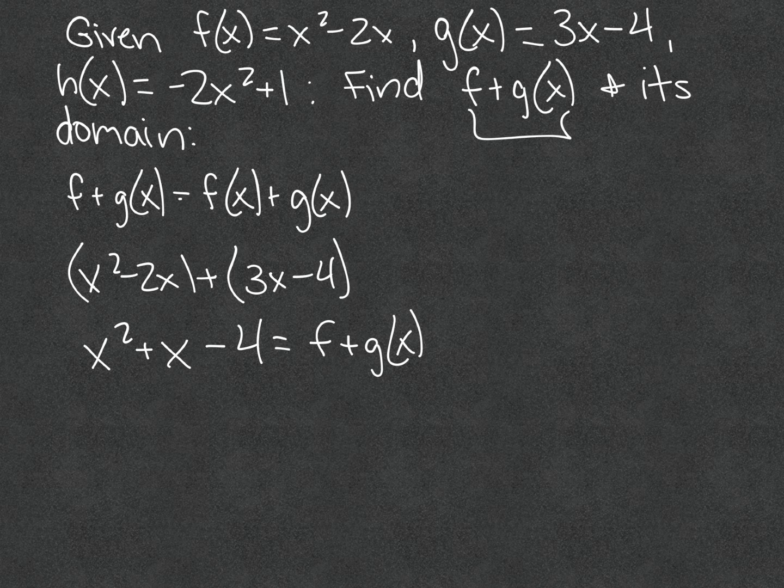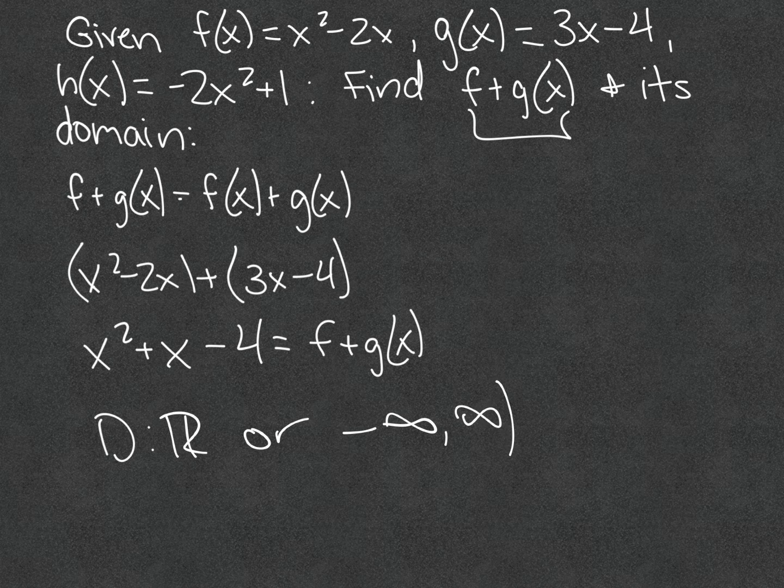And the domain, we need to look at the domain for this combined function. So we need to look at the domain of f of x and the domain of g of x, which in both of these cases, they are all real numbers. And we can actually write this as negative infinity to positive infinity. It's that interval. Those are equivalent, and I will take either of those for a response.